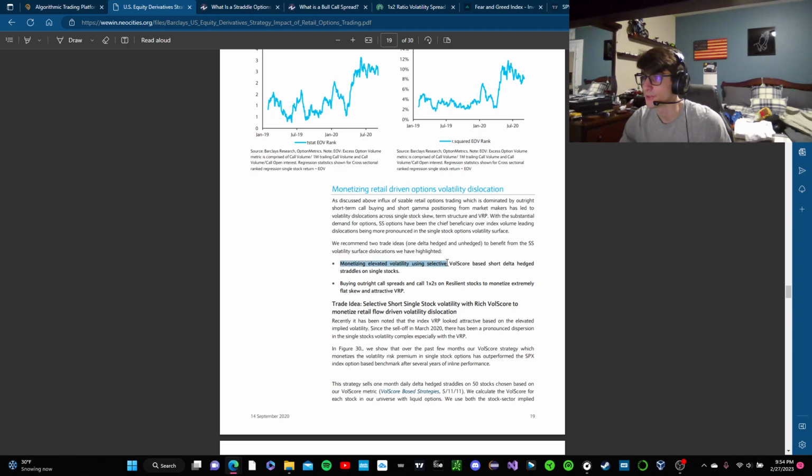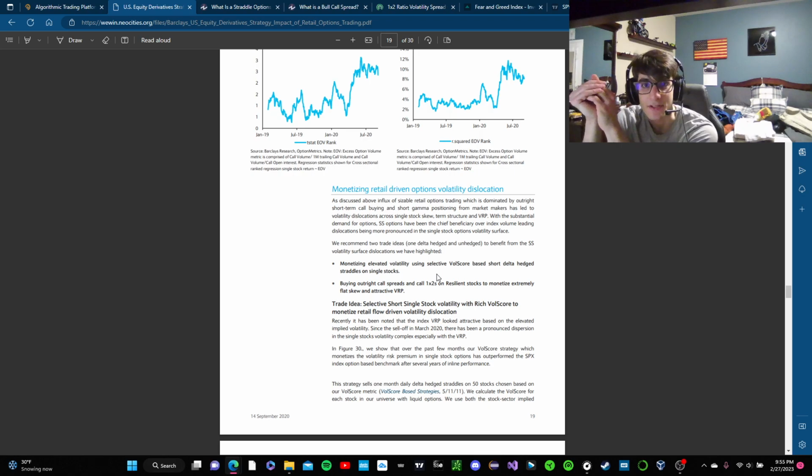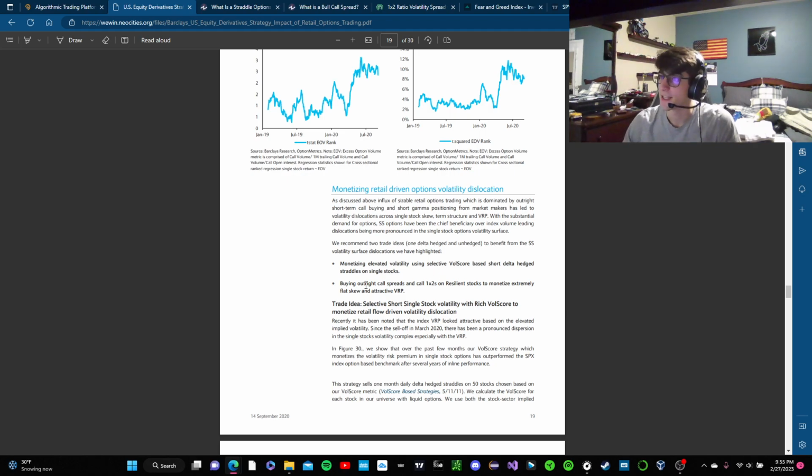So, monetizing elevated volatility using selective vol-score-based short delta-hedged straddles on single stocks. They noticed that on specific stocks, the options had such high implied volatility, but the underlying had a low realized volatility. The underlying did not move as much as these options were pricing in. So that made these options expensive, because they were pricing in something that was never going to happen. Now, they shorted those. They shorted the expensive options, betting on them to go down and be at a good, fair price.